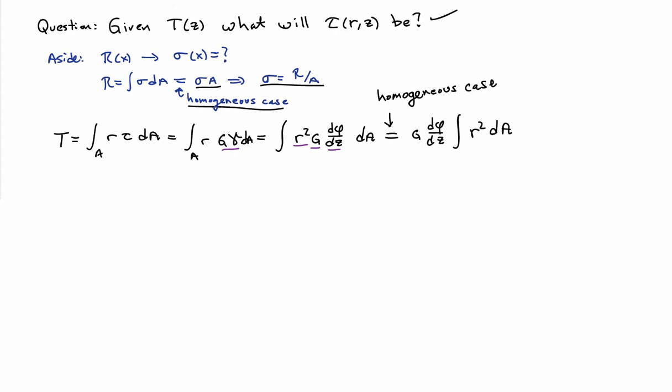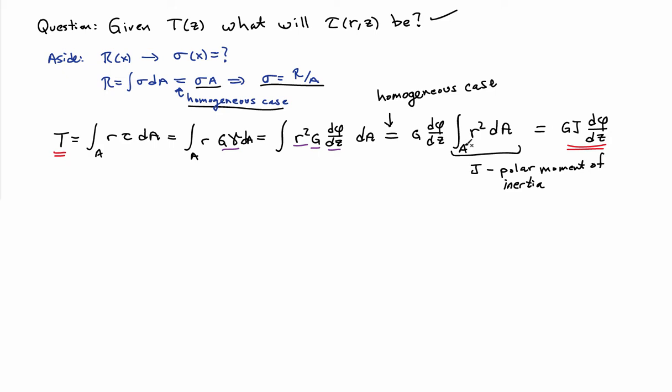Assuming the homogeneous case, I can pull the G and the d phi dz out from underneath the integral sign. So I'll have G d phi dz times the integral of r squared dA. This integral of r squared dA we usually call J. It's known as the polar moment of inertia, and it's just a property of the cross-section, an integral over the cross-sectional area. So, as an intermediate result, the torque is equal to GJ times d phi dz.